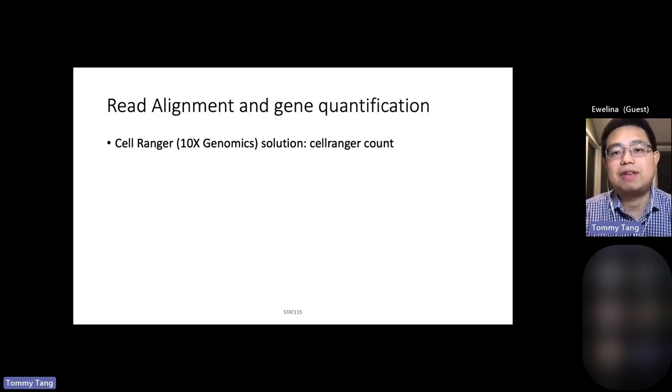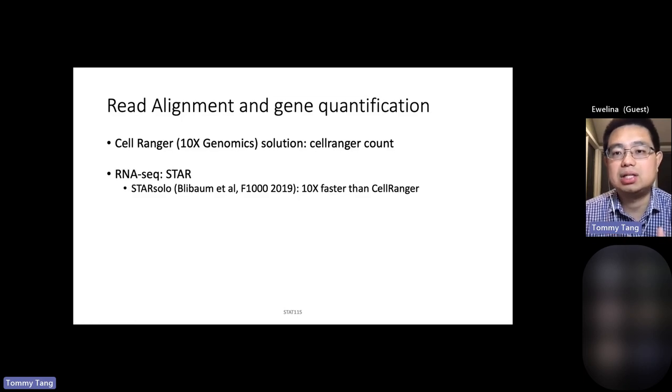The FASTQ files need to be aligned to a transcriptome. Cell Ranger is a 10x Genomics solution. It uses a tool, STAR, to align the reads internally. One of the alternatives is called STARsolo, developed by Alex at Cold Spring Harbor, who developed STAR. It is much faster than Cell Ranger, and it gives almost identical results.